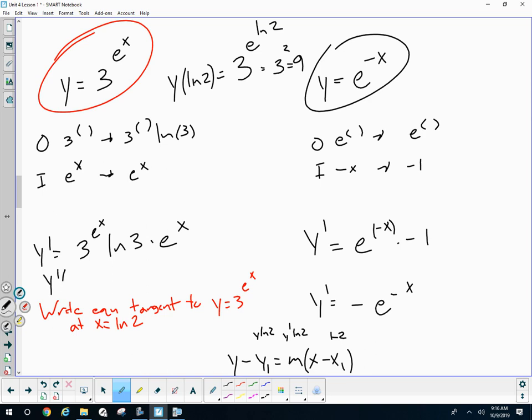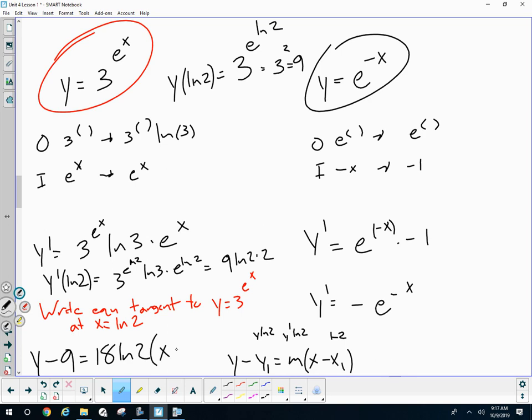Y prime at log 2 would be 3 to the e to the log 2, log 3, times e to the log 2. This is 9, because we just talked about e to the log 2 is just 2. This is log 3. This is 2. So I got 9 times log 3 times 2. I have 18 log 3. We don't know what the log of 3 is, so I just leave it. Y minus 9 equals 18 log 3 times x minus log 2. We need to be comfortable writing these equations of tangent lines for these functions, plugging in values.